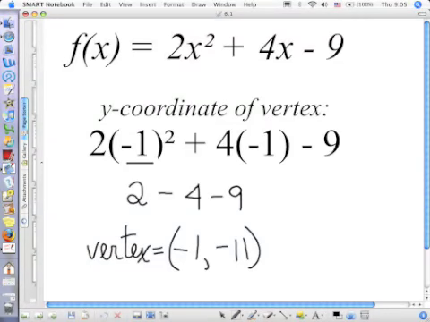2 minus 4. There you go. Right there. Okay? Your y coordinate is negative 11. Your x coordinate is negative 1. This is what we know.